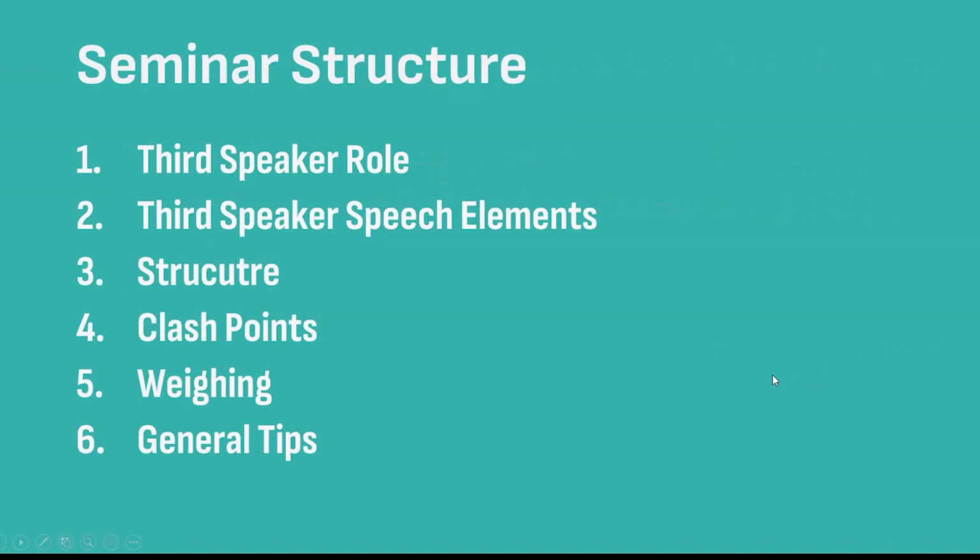This is the structure of this seminar. I'm going to shortly go over the third speaker role and the elements that are going to be expected, and then Desi is going to go through most of it: the structure, clash points, weighing, and some general tips.